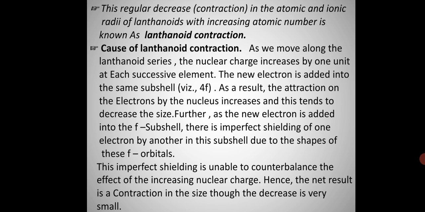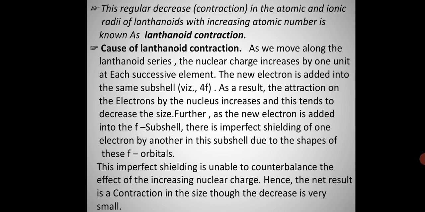Now you can see there is a regular decrease, a contraction, in the atomic and ionic radii of lanthanoids with increasing atomic number. Got it? This is called lanthanoid contraction. It has been observed that on moving from cerium to lutetium, the size of the atoms and the ions decrease regularly. This decrease in size is more regular in the case of tripositive ions. Got it? When one moves from cerium to lutetium, the nuclear charge increases. Listen carefully. The nuclear charge increases with atomic number, and the differentiating electron is added in the inner 4f orbital.